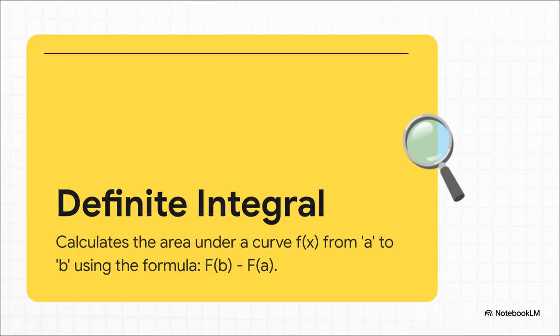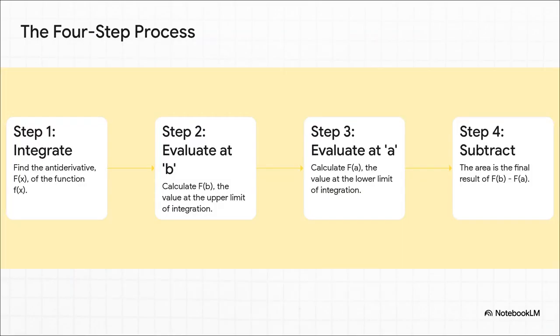That's it, f of b minus f of a. So how does it actually work in practice? Well, it's a pretty straightforward four-step recipe.